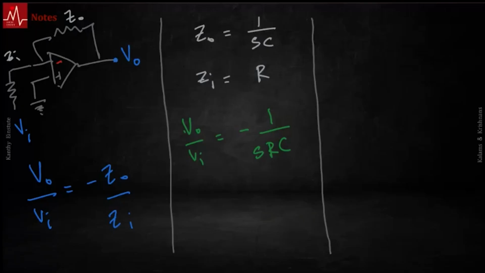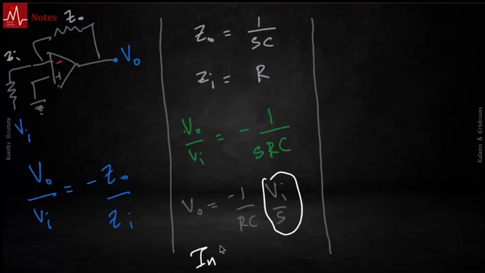Notice V out is 1 by SRC times V in. RC is the time constant. If I write it this way, you can recognize that form better. Yes, this is just the Laplace transform of the integral of the input. This is what we refer to as an integrator. So if this is your capacitor and the resistor there, what you get is an integrator.